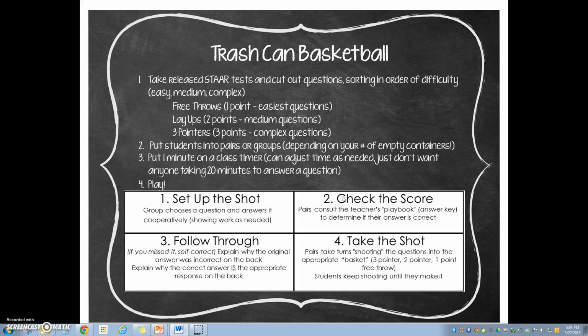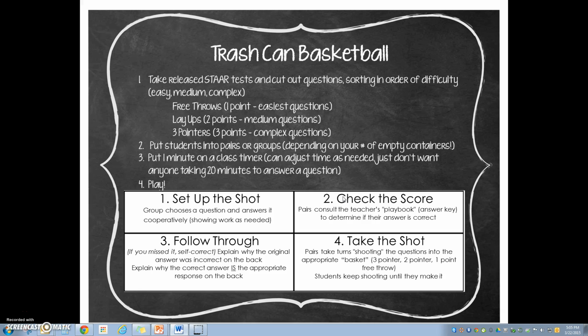So take release STAAR tests and cut out the questions, sorting them in order of difficulty. Easy questions are free throws worth 1 point each, so just label it with a 1. Medium difficulty questions are layups, and they're worth 2 points each, so just label it with a 2. And complex questions are worth 3 points each, 3-pointers, so label each with a 3.